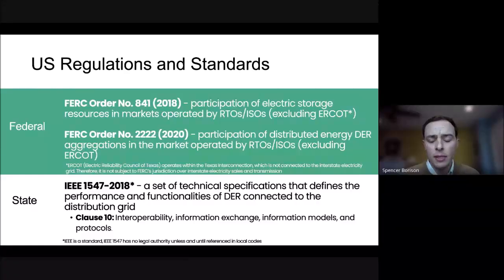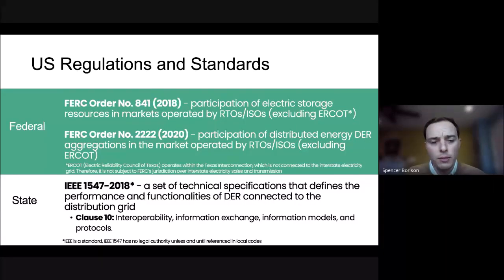And then the key overarching standard, IEEE 1547. Typically, we look at the 2018 version. This is the set of technical specifications that defines performance for DERs connected to the distribution grid. And importantly, within clause 10, it basically says that a DER, to be able to connect within this protocol, needs to have one of three protocols implemented, IEEE 2030.5 being one of the ones that's most often used, as well as DNP3 and SunSpec Modbus.